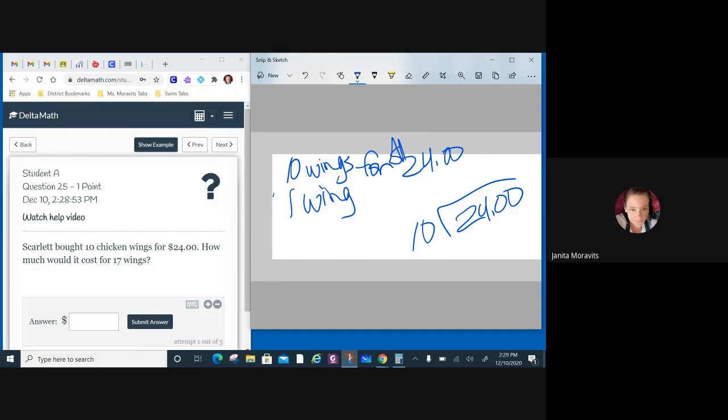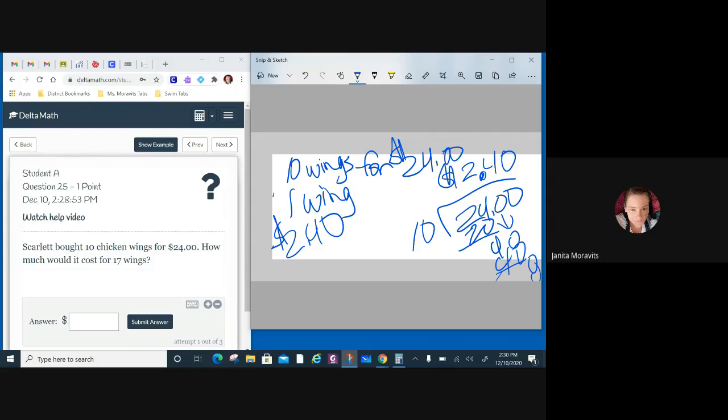All right, we can do this the long way. 10 will go into 22 times. So that's 20. Let's bring down our 4 and our 0 here. 10 will go into 40 4 times. So that's 40. And then let's bring down our zeros here. So $2.40 for one wing. Better be a tasty wing or a huge one. All right, so $2.40 for one wing.